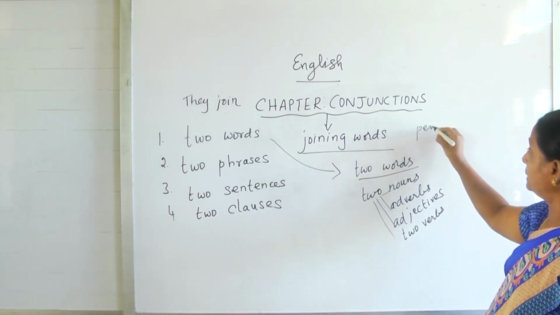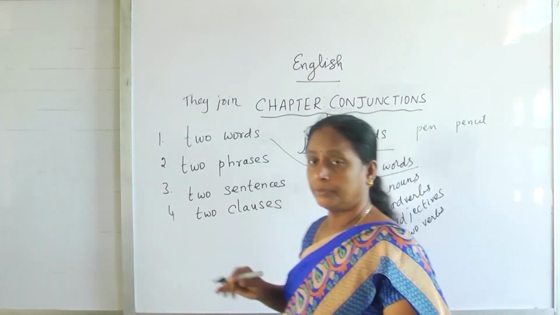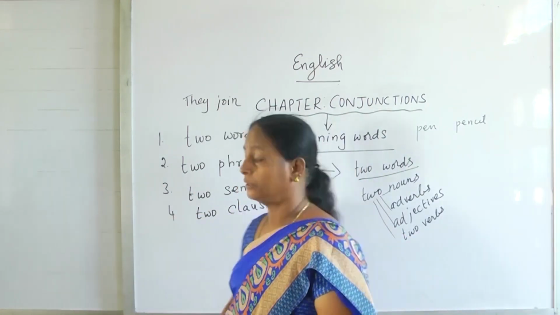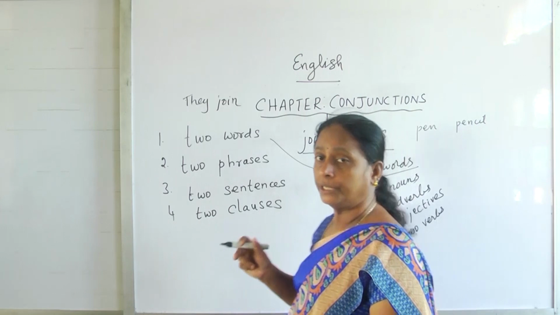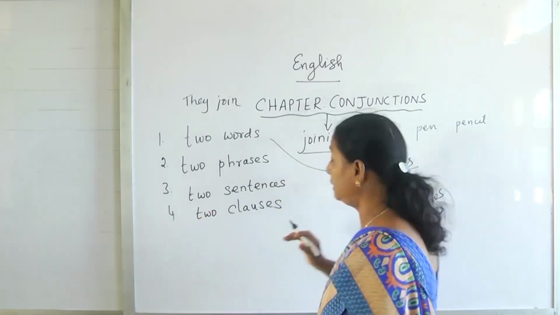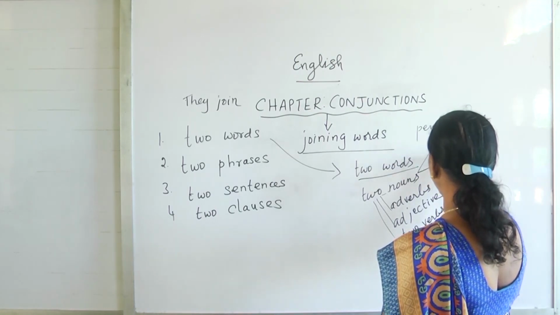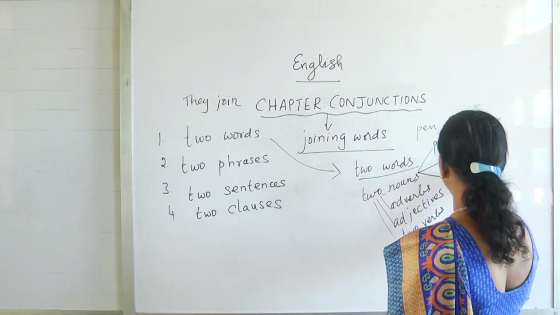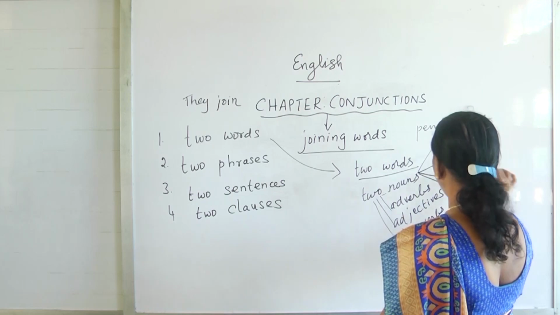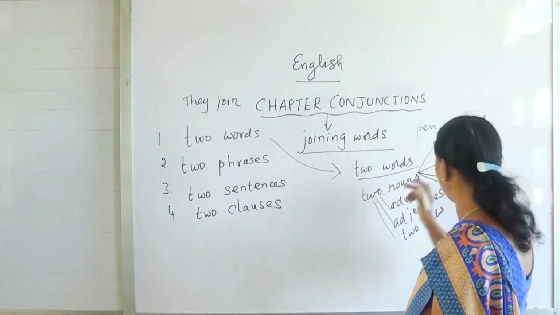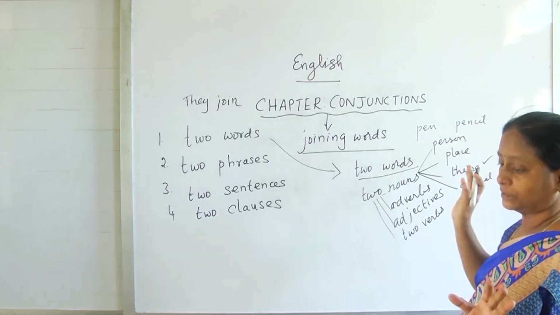Now I wrote pen and pencil. Pen and pencil is the name of a thing. Now I told you join two nouns. Nouns, you have already noted, are naming words. Naming word means it may be a person, a place, a thing, or an animal. Now, pen and pencil means what? It comes under things. So, I have joined two things, pen and pencil.